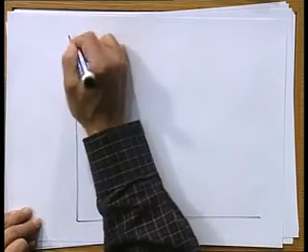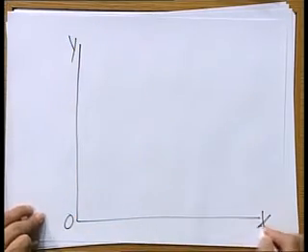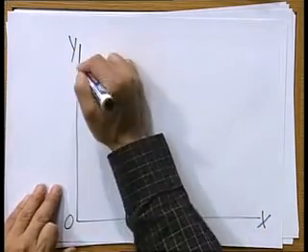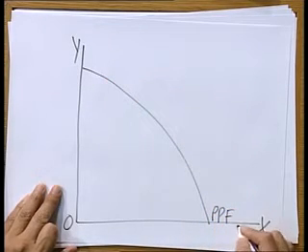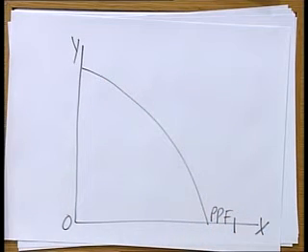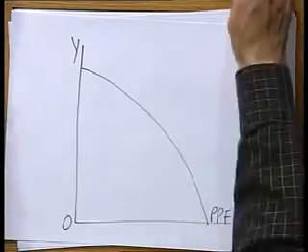Two goods, a good Y and good X. And this is your PPF1, the original PPF1. So what happens now? Your slide indicates also military goods and civilian goods, but we can look at any two goods, right? It doesn't matter what type of goods.